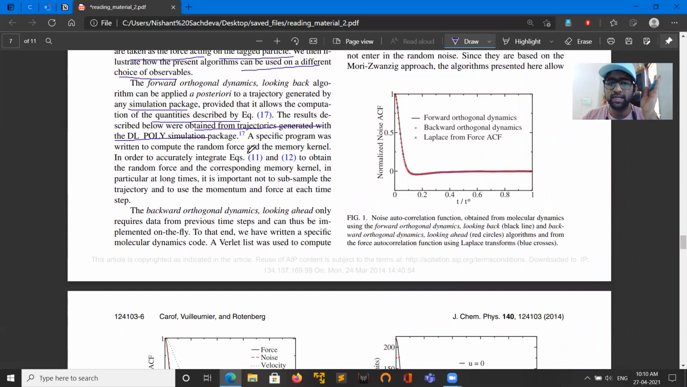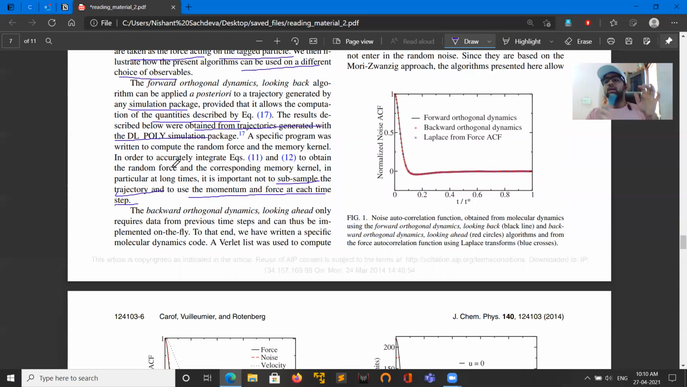In order to accurately integrate equations 11 and 12 to obtain the random force and the corresponding memory kernel, we need both integrations, in particular at long times. It is important not to subsample the trajectory. We have to take it at every point, and we have to use the momentum and the force at each time step.